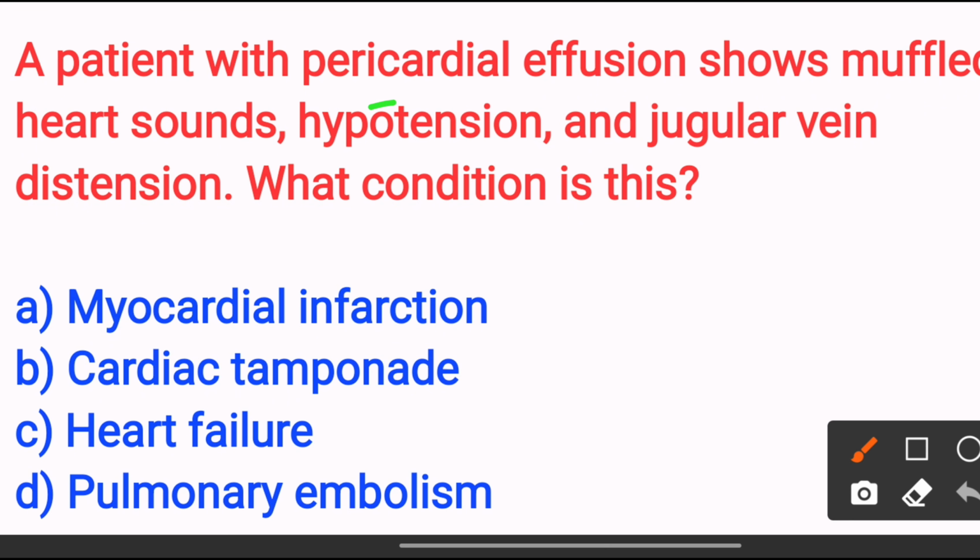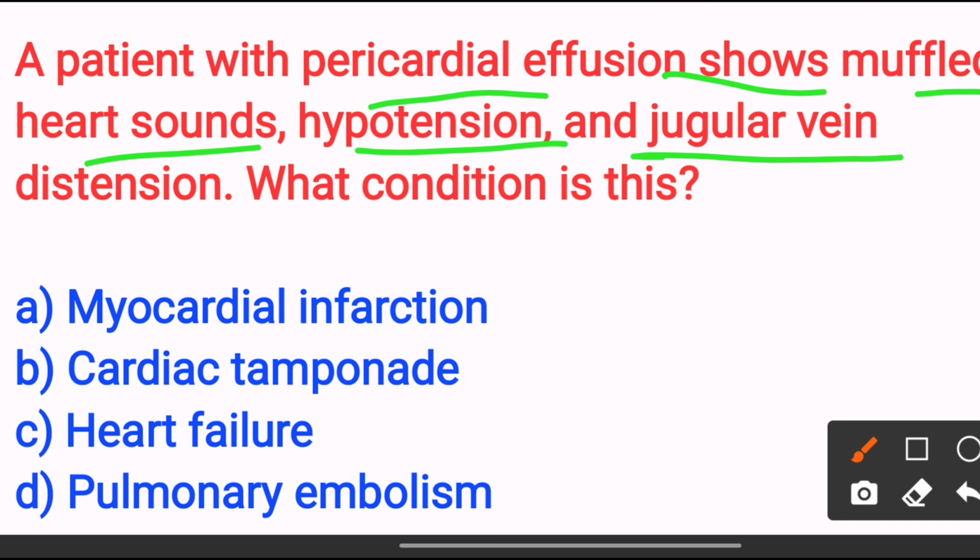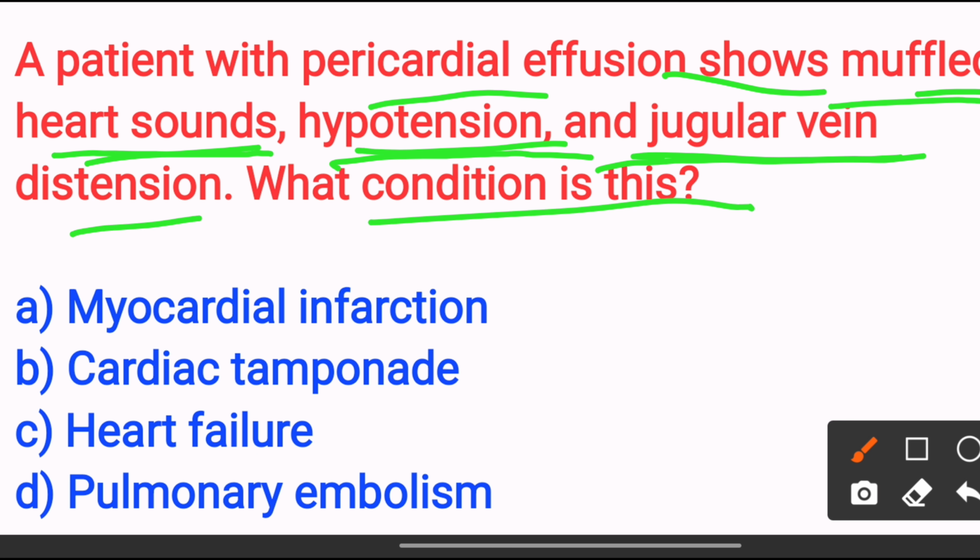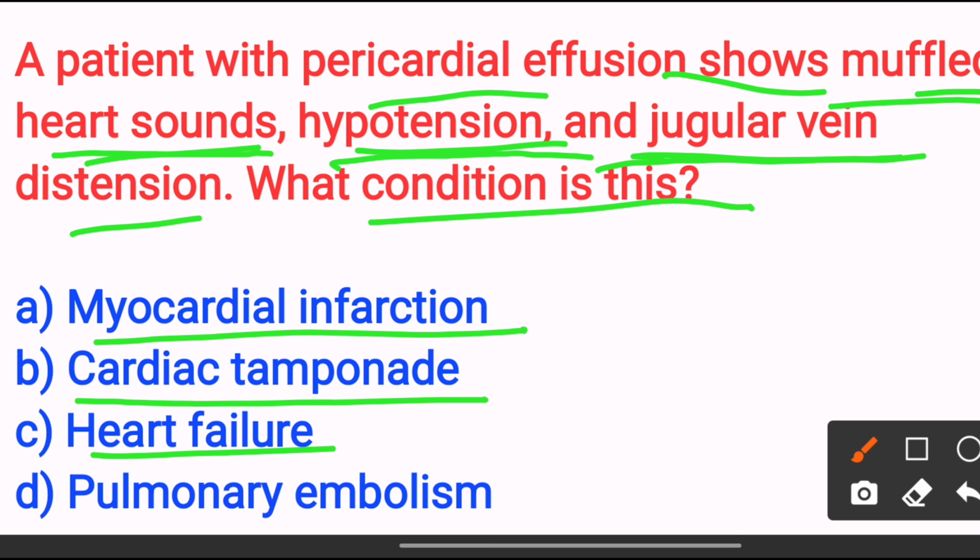A patient with pericardial effusion, muffled heart sound, hypotension and jugular vein distension. What are the signs? Heart sound is muffled, hypotension is showing and jugular vein distension. What condition is this? Option A, myocardial infarction. Option B, cardiac tamponade. Option C, heart failure. Option D, pulmonary embolism. The answer is option B, cardiac tamponade.